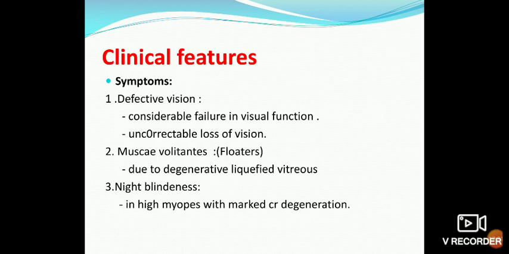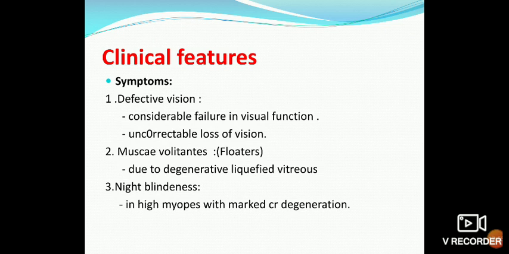So what is the clinical picture that is different from simple myopia here? Obviously, the symptoms are the same: defective vision. But this is very much more, a considerable failure in the vision function, and there is uncorrectable loss of vision. There are also muscae volitantes, or floaters.